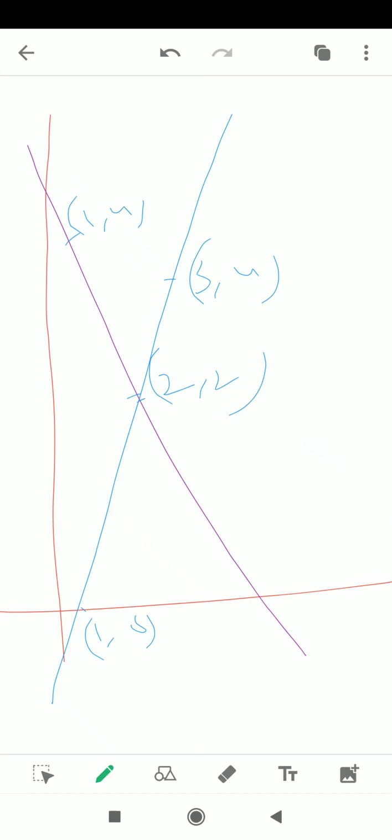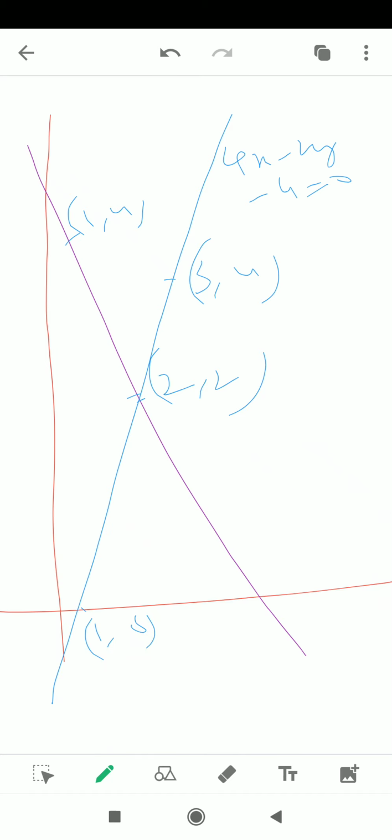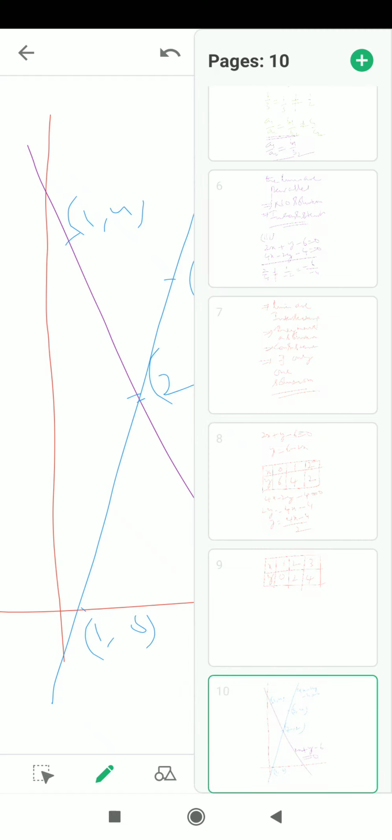Okay, now this line will be 4x minus 2y minus 4 is equal to 0. And what about this line? This line is 2x plus y minus 6 is equal to 0. Okay, graphically. Even if you solve, we can get the same thing. We can solve and get the equations. That is how I can also show you this.